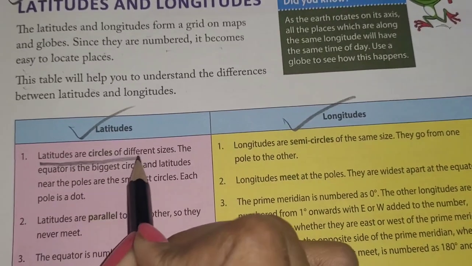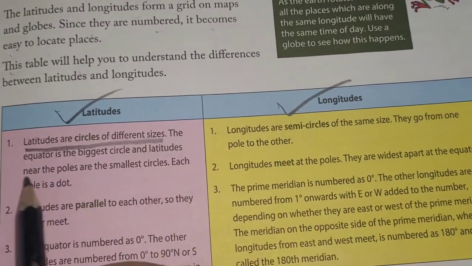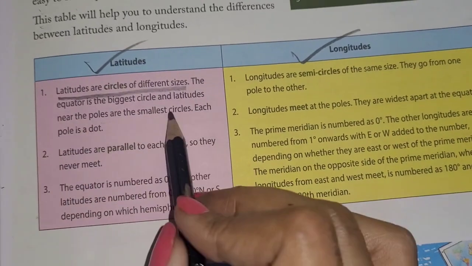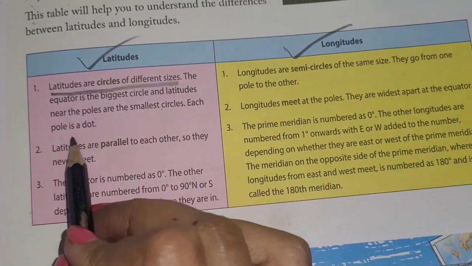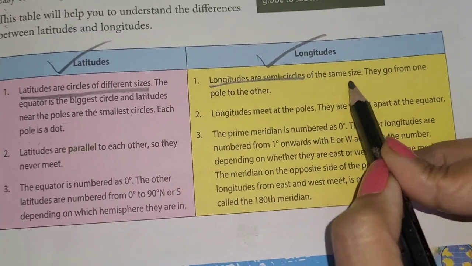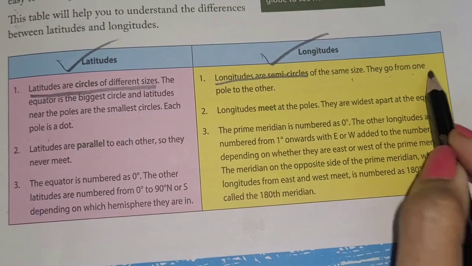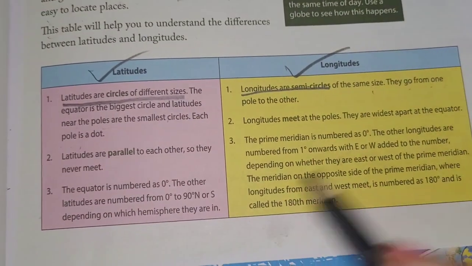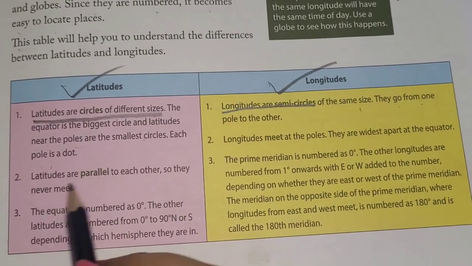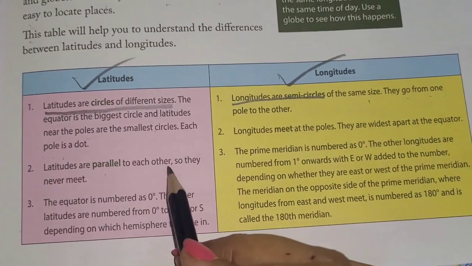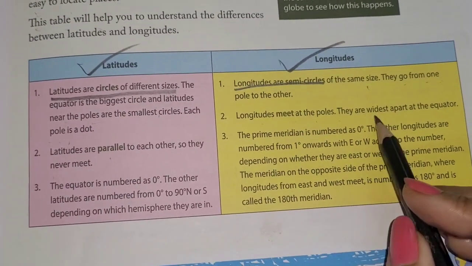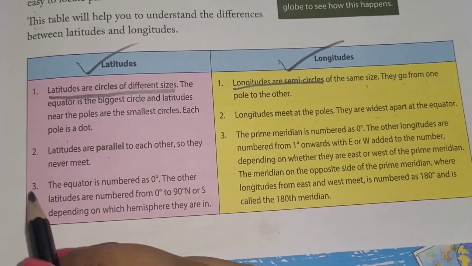Latitudes are circles of different sizes. The equator is the biggest circle, and latitudes near the poles are smaller circles. Each of the poles is a dot. Longitudes are semicircles of the same size. They go from one pole to another. একটা পোল থেকে একটা পোলে যায়, এটা ওপর থেকে নিচে আসে. Latitudes are parallel to each other so they never meet. Longitudes meet at the poles.